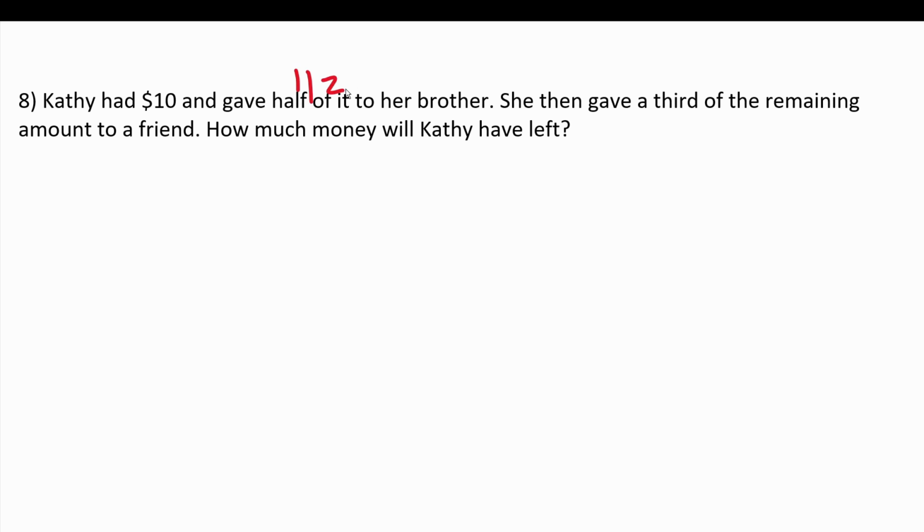We have 1/2 here and 1/3 here. And the reason I don't want to convert this one to decimal is this. 1/3 is the same, as you may remember, as 0.3333333 repeating. So again, I'm not going to work with decimals in this case because this decimal doesn't work out that nicely. So let's go ahead and get started. She had $10 and she gave half away to her brother. So we have to figure out what 1/2 of 10 is. Most of you know 1/2 of 10 is 5, but I'm going to work it out for this video.